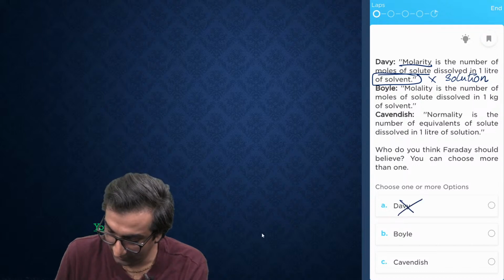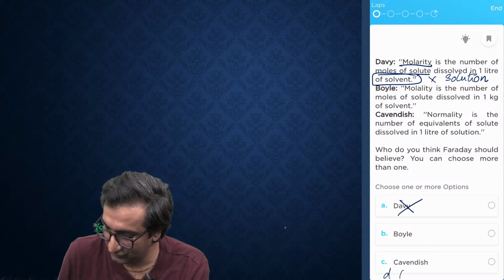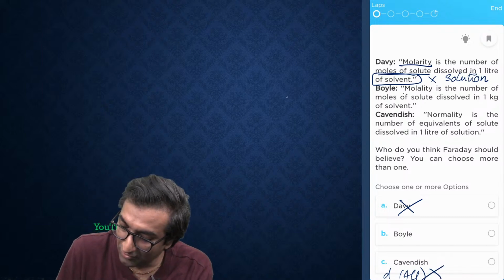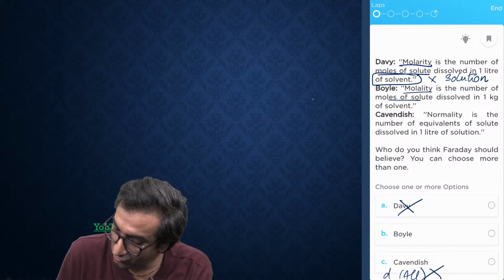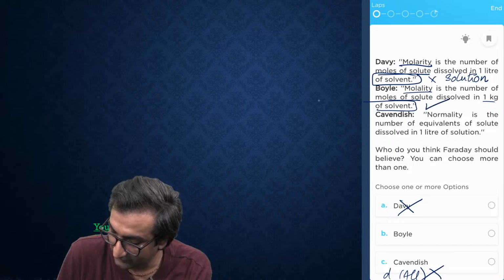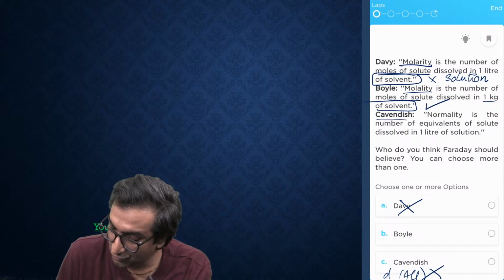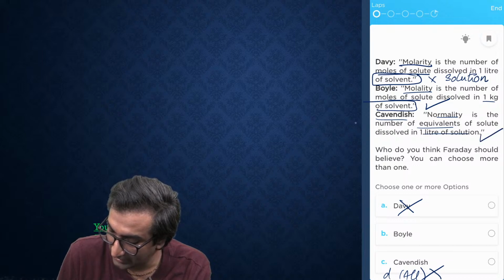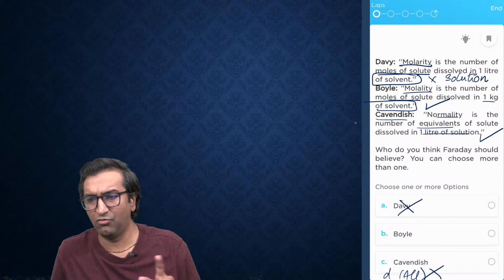So Davy is gone. So it cannot be "all of the above" either. D, which was "all", is gone too. Okay. Boyle says molality is number of moles of solute in 1 kg of solvent. This is good to go. Cavendish says normality is number of equivalents of solute in 1 liter of solution. This is also correct. According to me, it is Boyle and Cavendish.